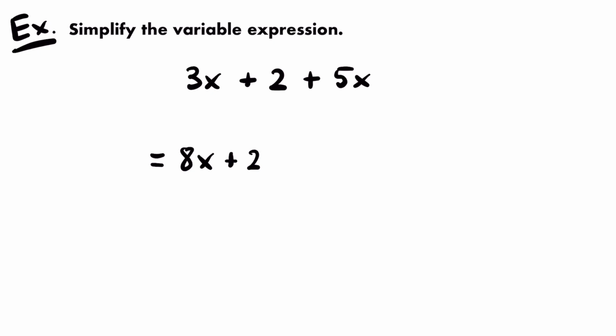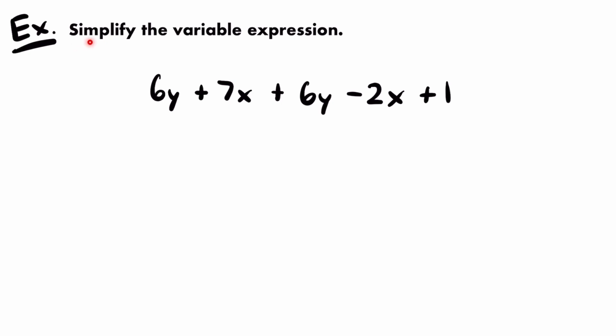All right, whenever you see two terms in a variable expression that have the same variable part, we refer to those as like terms. Okay, but that's it. That is as far as we can simplify this variable expression. It went from these three terms down to just these two terms, 8x plus 2. Let's take a look at another example.